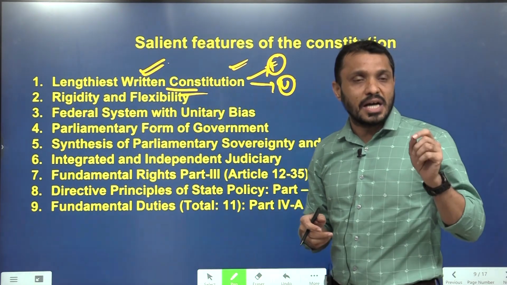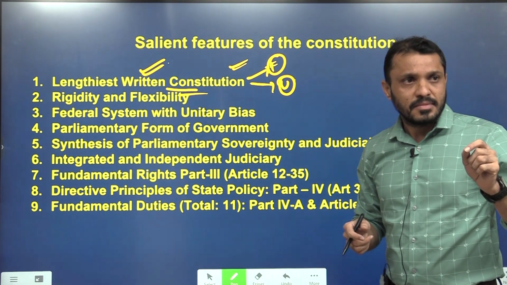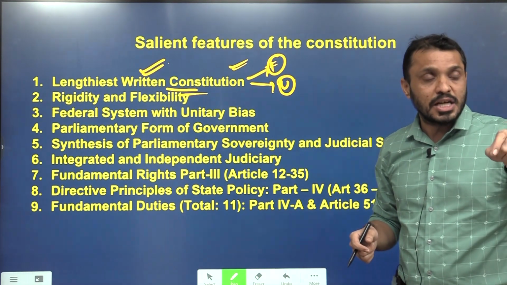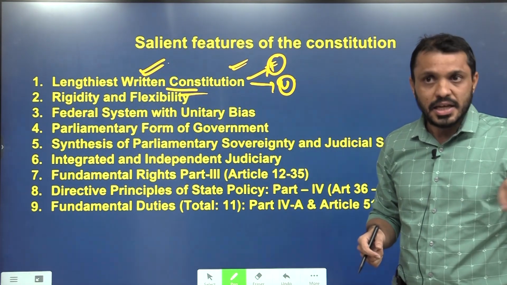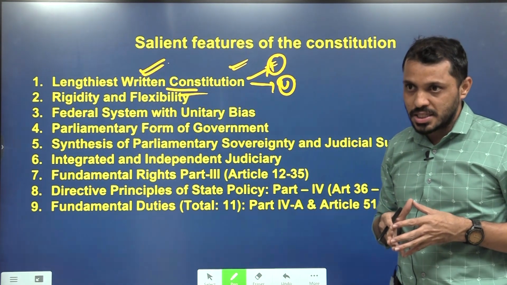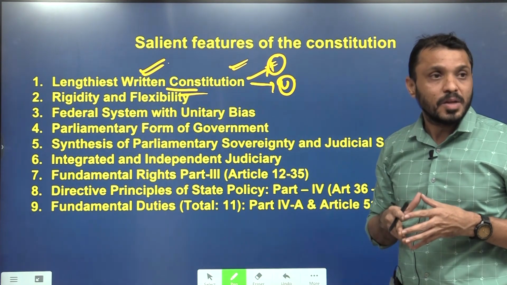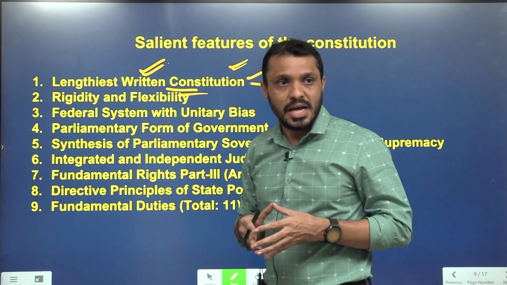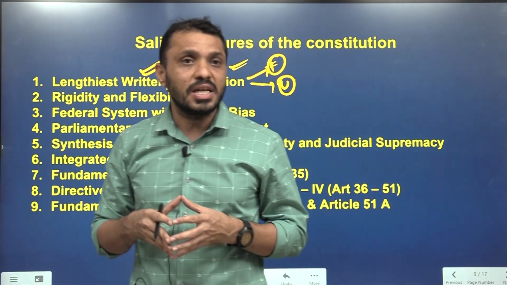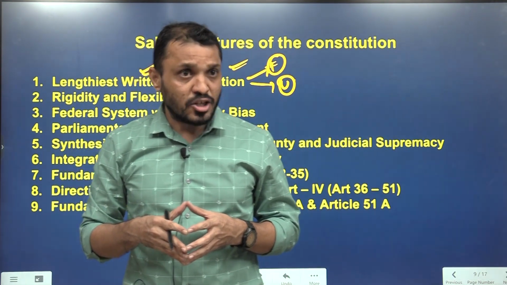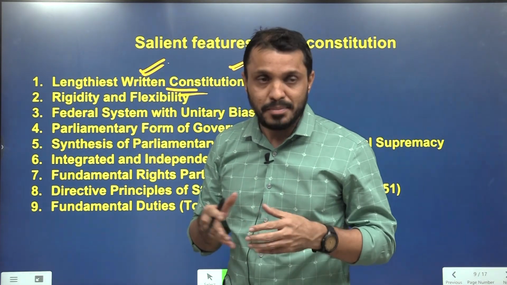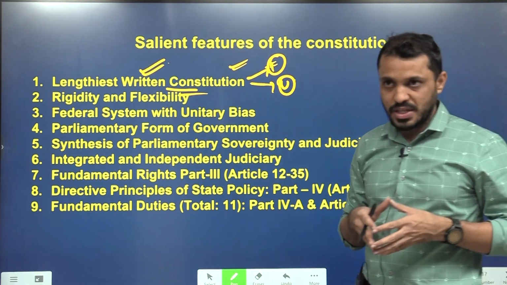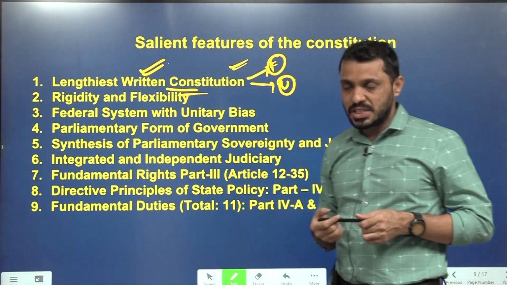So a written Constitution is always federal in nature, because it clearly distributes the powers between the center and state. That is what our Constitution did in Schedule 7 in the form of the Union list, state list, concurrent list, and Article 246. We already studied the legislative, administrative and financial relations in the topic of center-state relations, which you might have studied in your preparation. Are we clear? This is the first feature, the lengthiest written constitution.